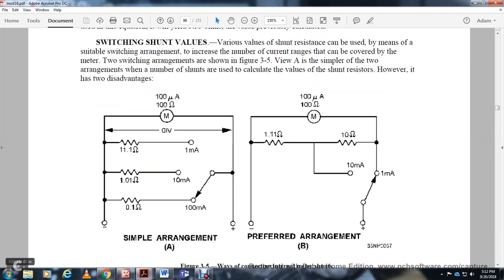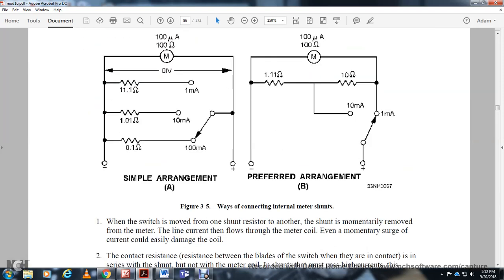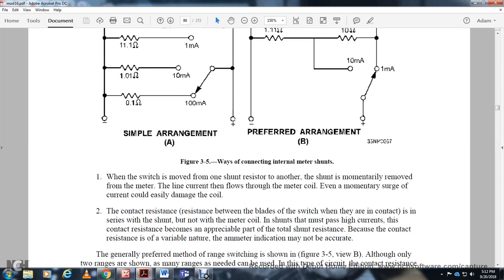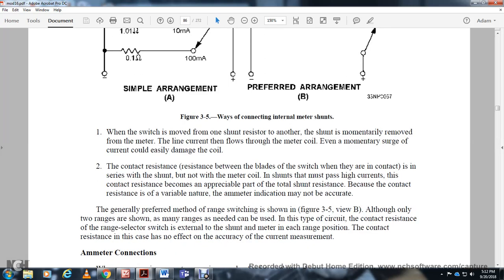This shows the single arrangement, the preferred arrangement, for connecting internal meter shunts. With the switch moving between shunts, when the switch is between positions, the full current may flow through the meter coil, and even a momentary surge of current could easily damage the coil.